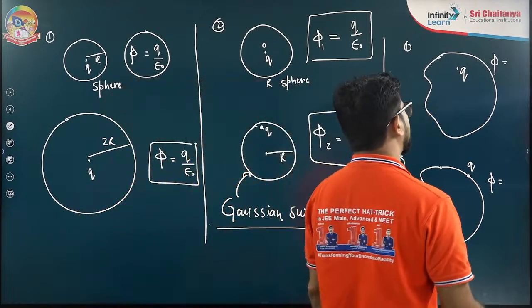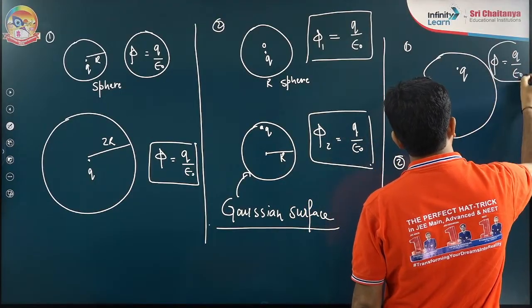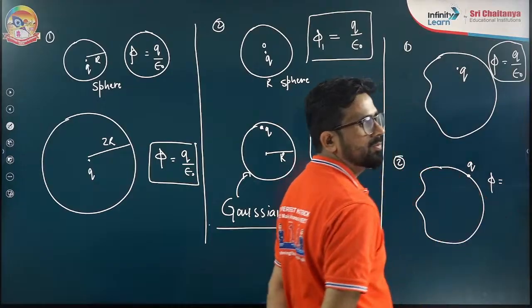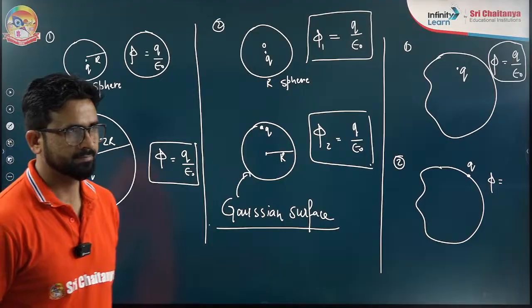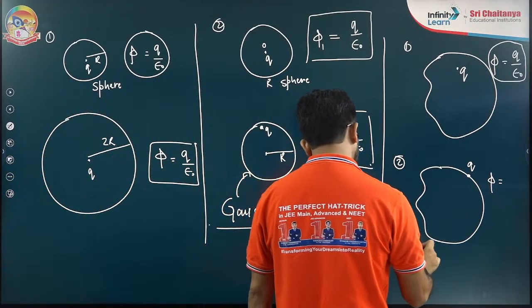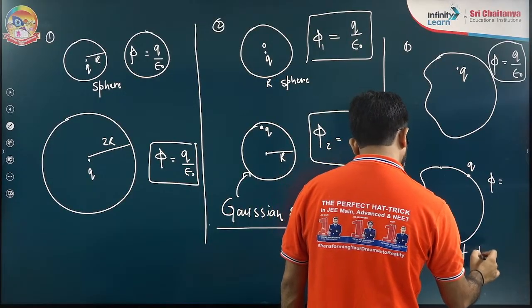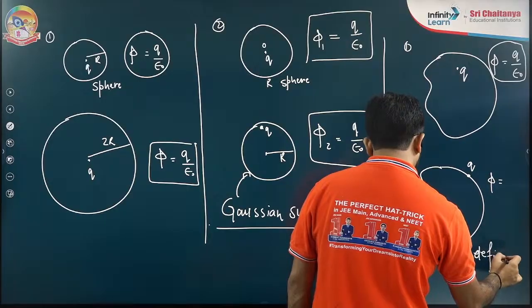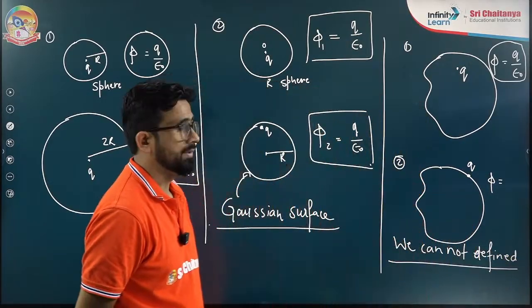What will you say? In the first case, the answer is Q by epsilon naught. In the second case, what is the answer? The answer is we cannot define it. It is not allowed. Not defined. Now, why not defined?